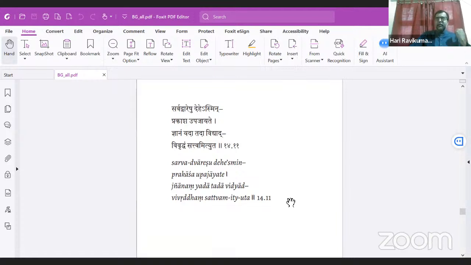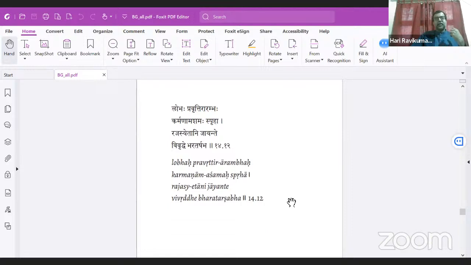Sarvadvareshu dehesmin prakasha upajayate jnanam yada tada vidyat vivridham sattwamityuta. So this is the nature. We see that there is a glow of wisdom when there is sattva.